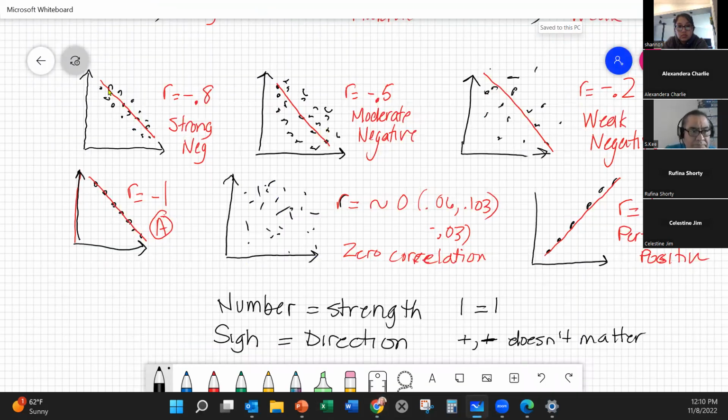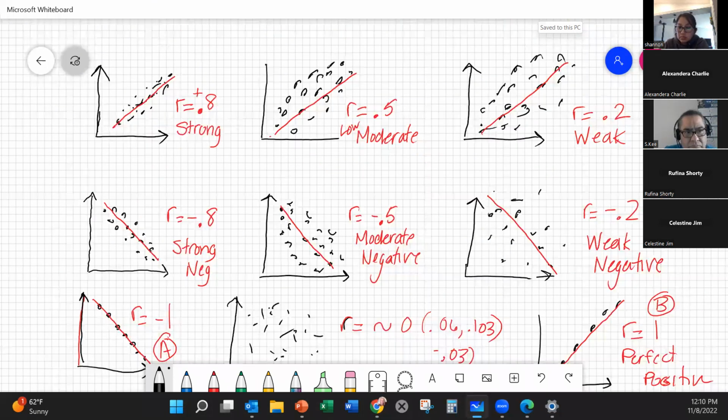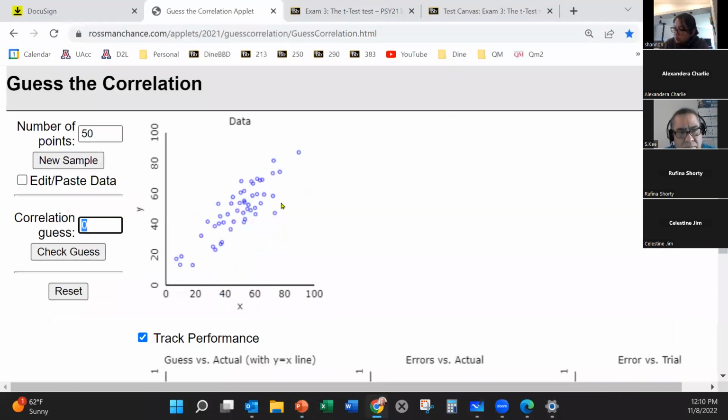So strong, this is how I was indicating strong. See how tight the points are? Mine isn't perfect by any means, so just keep this in mind when you're thinking about these. I'm going to go with the ones I see most in the 0.7, 0.8 range. So let's say 0.75, right in the middle. And let's see how we did.